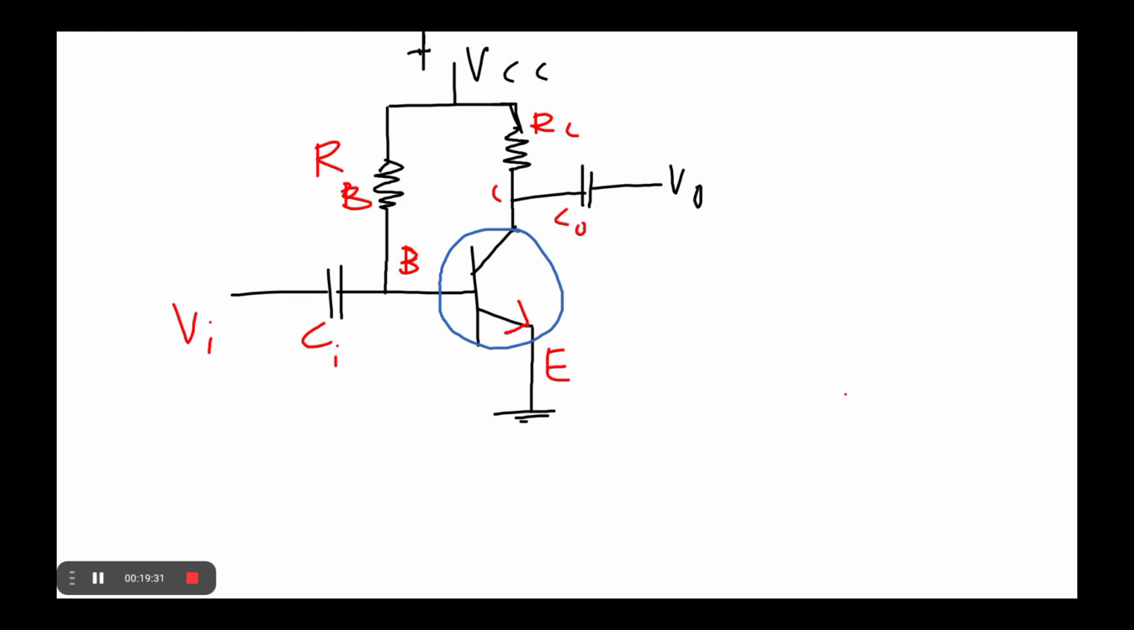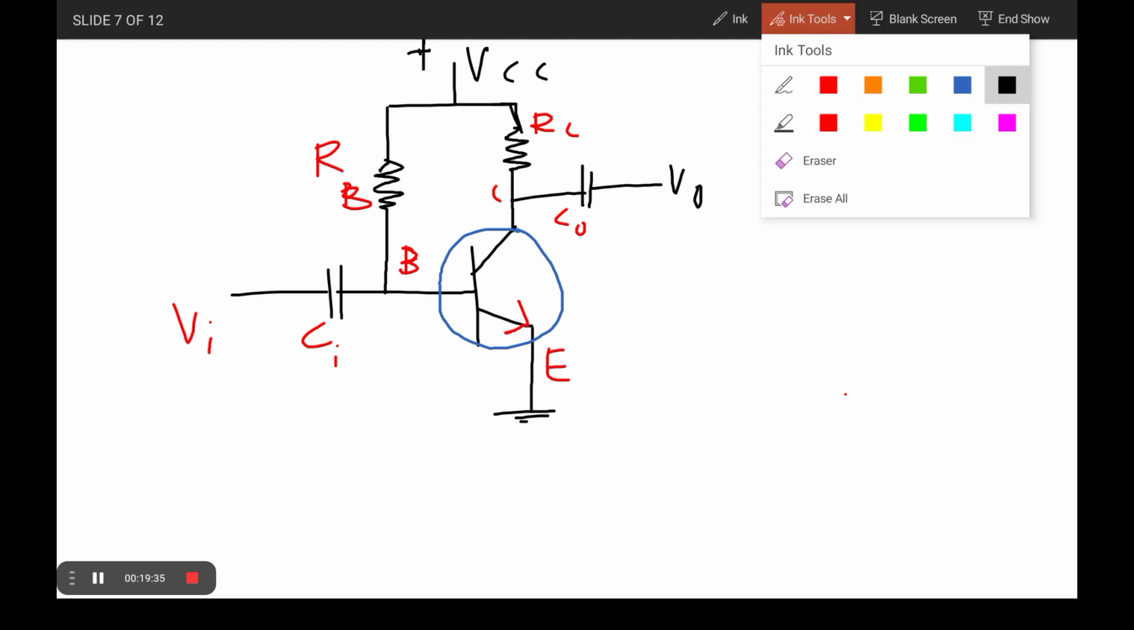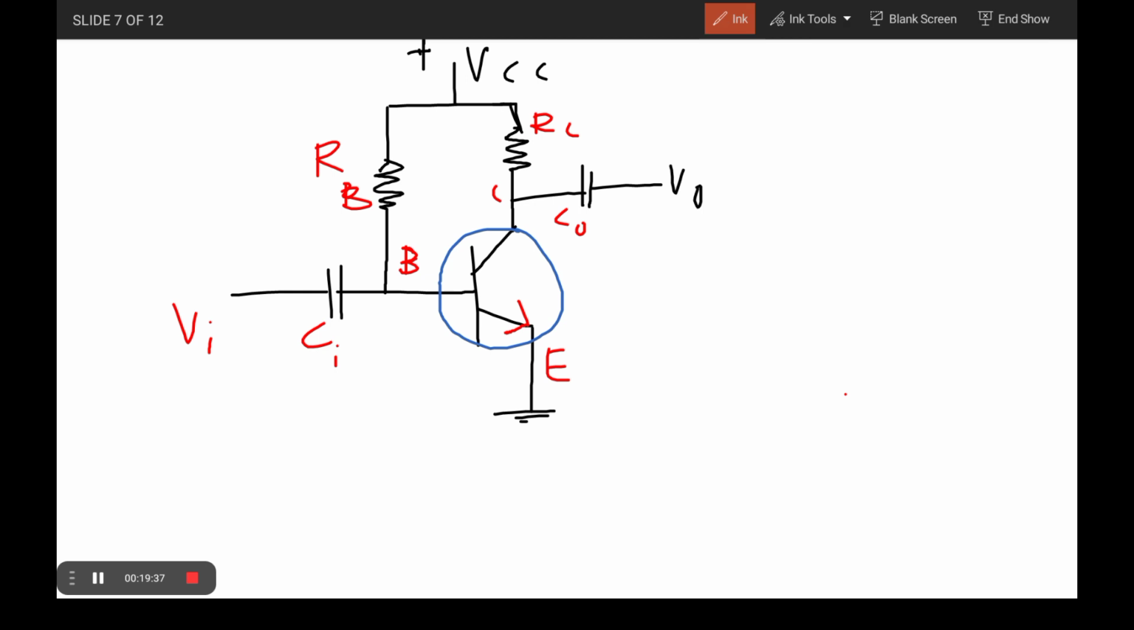Suppose you want to find a small signal model for this circuit. Let us see here. If you want to do a small signal analysis, first of all you have to find the AC equivalent circuit.